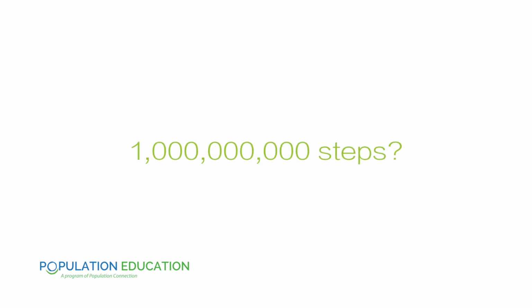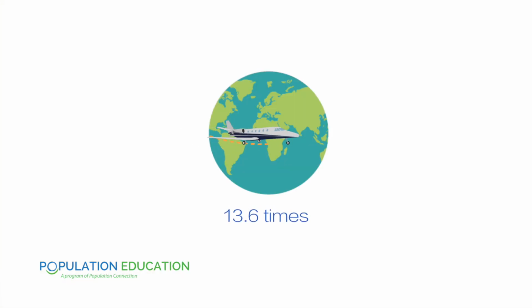So how about 1,000,000,000 steps? That's 1,000 times as far as going to Fayetteville, North Carolina. In fact, if you tell them that the circumference of the Earth is about 25,000 miles, they'll find out that 1,000,000,000 steps would take them around the globe 13.6 times. So that's just one example of one of the problems. You can see that it's very hands-on.